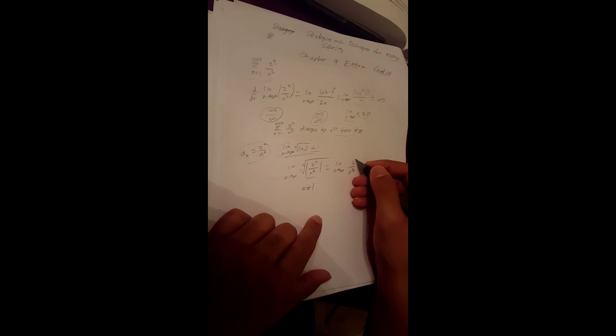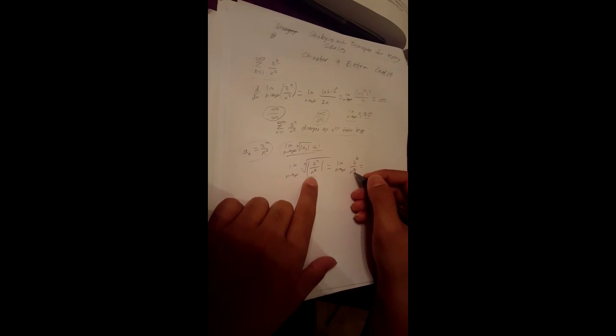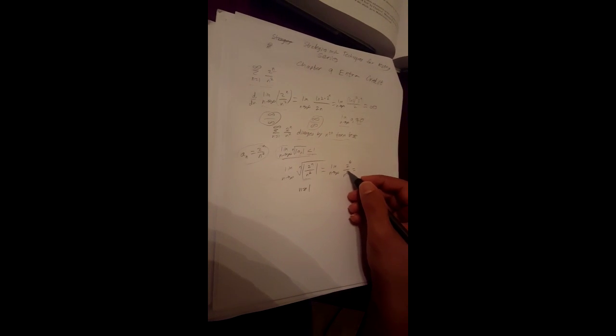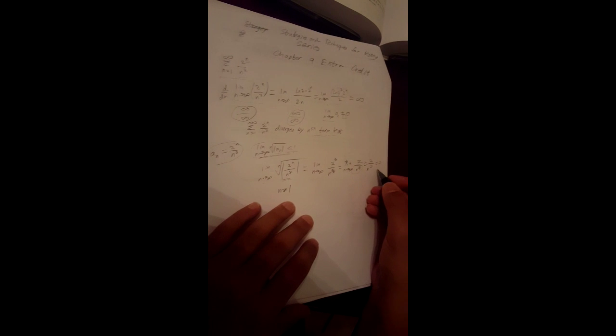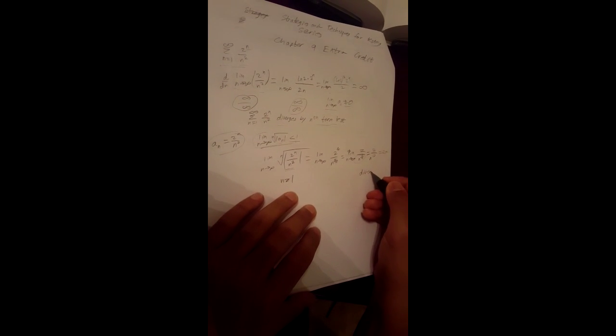So we get the limit as n approaches infinity of 2 to the n divided by n squared to the 1 over n, which is 2 over n squared to the 1 over n. As n gets really, really large, the bottom part will be n to the 2 over n, and that exponent 2 over n goes to 0, so the limit is just 2. Since this is greater than 1, it diverges.